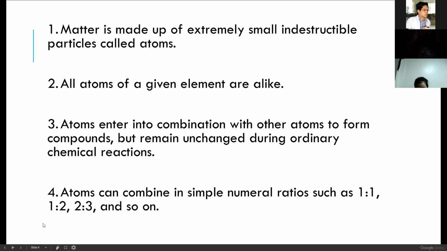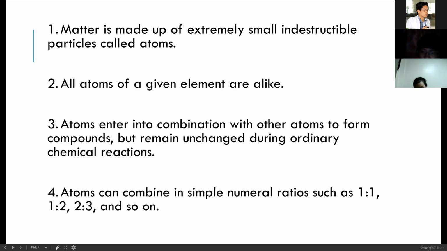Number one, matter is made up of extremely small indestructible particles called atoms. So in John Dalton's theory, the atom was described as indestructible, meaning to say it cannot be destroyed. Okay. Number two, all atoms of a given element are alike. So for example, atoms of hydrogen are the same all throughout. All the hydrogens are the same. All the oxygen are the same. That's in the postulates of John Dalton.